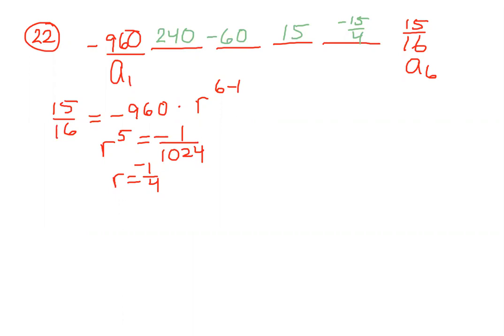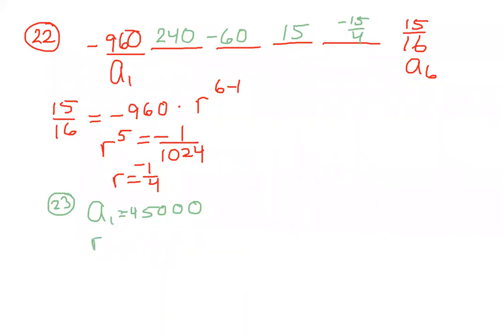In 2009, Eva purchased a new truck for $45,000. Each year, the value of the car depreciates at a rate of 18%. Use a geometric sequence formula to find the value of Eva's truck in 2017. All right, so let's see what we know. A1 is 45,000. That's how much it cost in the beginning.